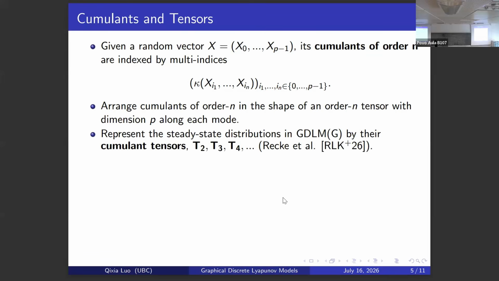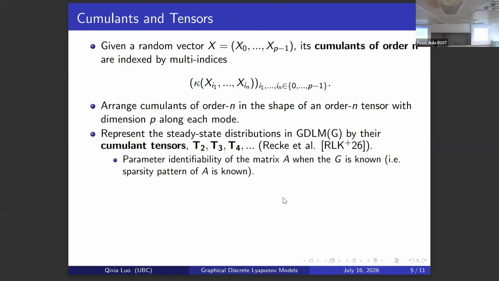Okay, so actually these graphical discrete Lyapunov models were recently introduced in a paper titled Identifiability in Graphical Discrete Lyapunov Models, where they represented the stationary distributions in the models by their cumulant tensors, and they have T2, T3, T4 for the second-order, third-order, and fourth-order cumulant tensors. In their work, they only studied the parameter identifiability in these models. They didn't study structural identifiability.